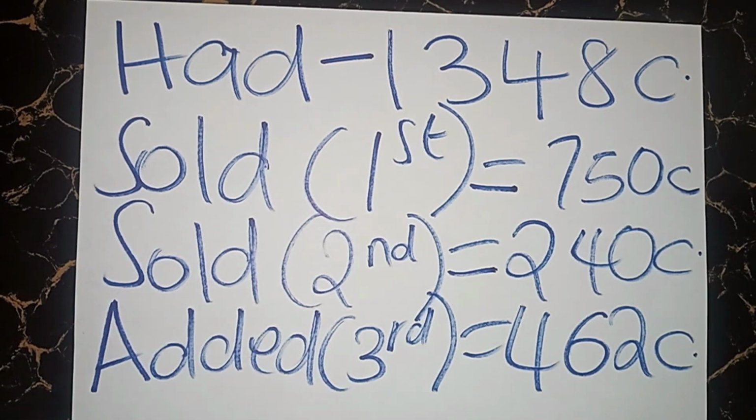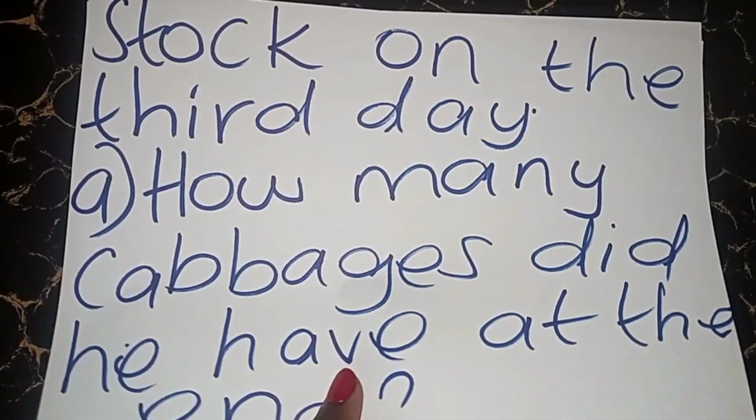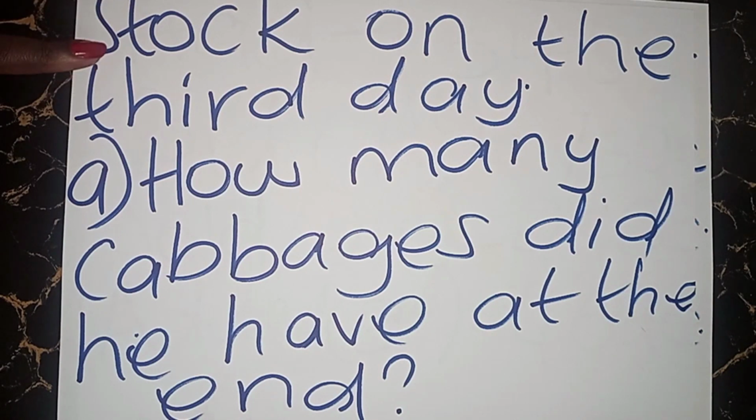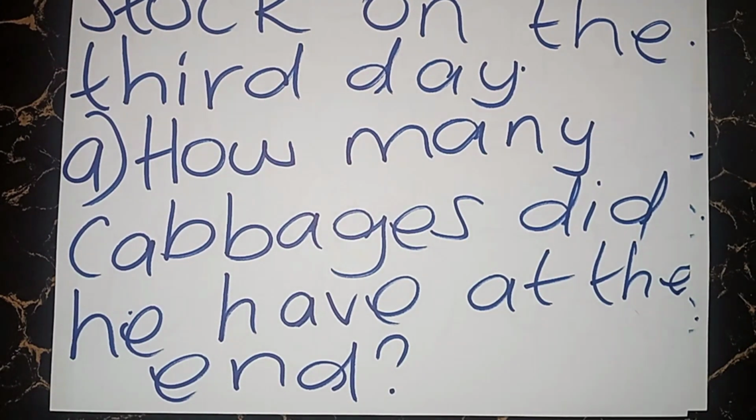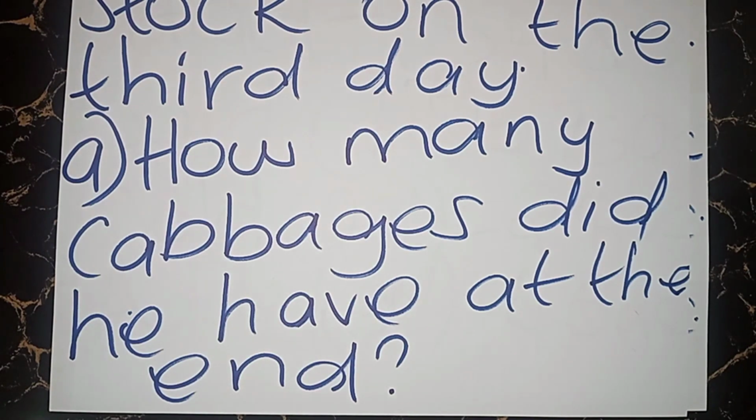Okay? What is part A asking us to do? How many cabbages did he have at the end? So part A is asking us to find out how many cabbages he had at the end. And in order for us to do that, we'll need to subtract the number of cabbages he sold from the number of cabbages that he initially had, okay? Then we'll add the number of cabbages he added for us to know how many cabbages he was left with.